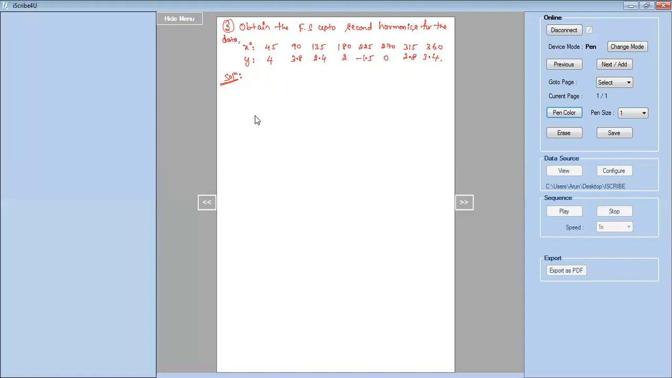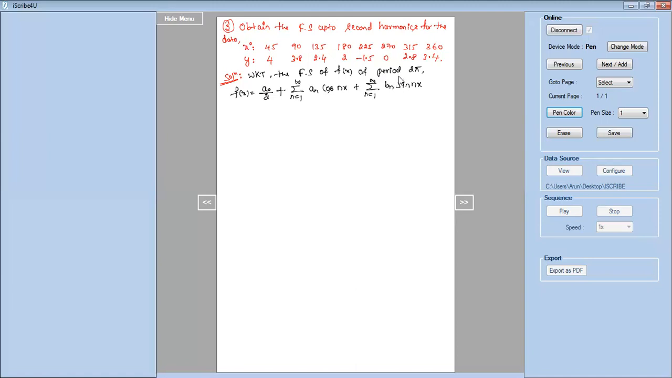So we'll take a Fourier series whose period is 2 pi. We know that the Fourier series of f of x of period 2 pi is given by the formula f of x equals a naught by 2 plus sigma n equals 1 to infinity a n cos nx plus sigma n equals 1 to infinity b n sin nx. This is the expression for the Fourier series of f of x whose period is 2 pi.